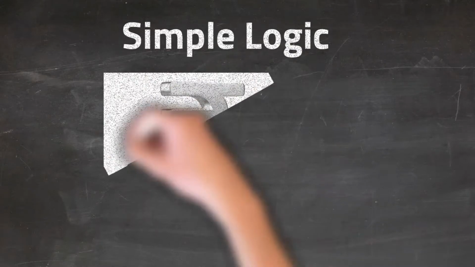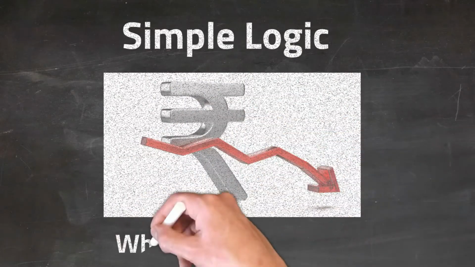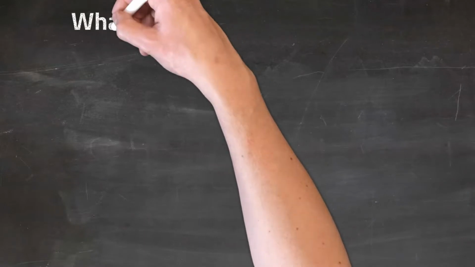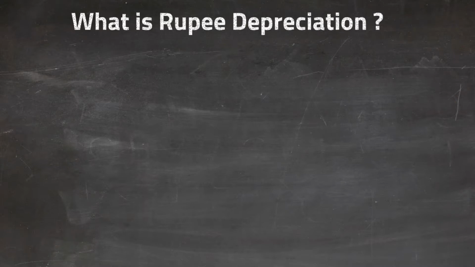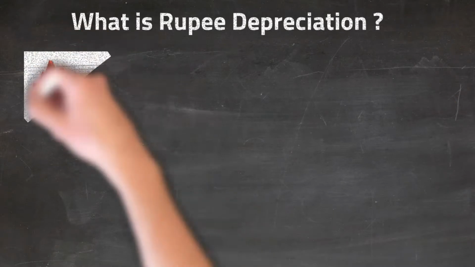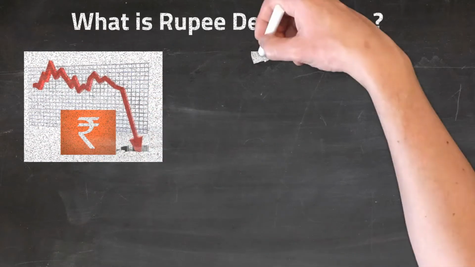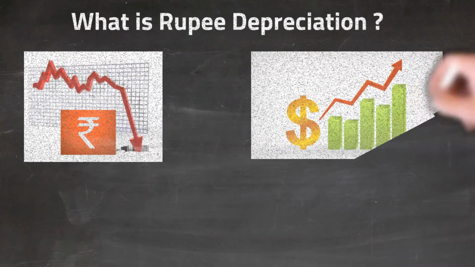And today, we are going to discuss why the Indian rupee is falling so much. Before we go any further, first let me tell you what this rupee depreciation is all about. Rupee depreciation is nothing but the fall in the value of the Indian rupee against the US dollar. It simply means that the rupee has become weaker against the dollar.